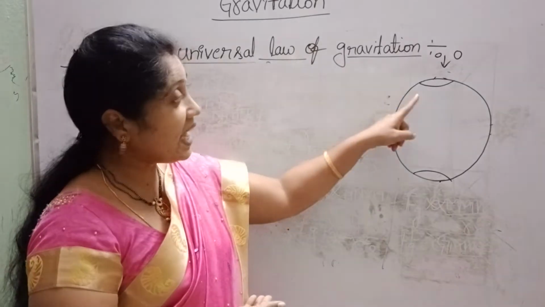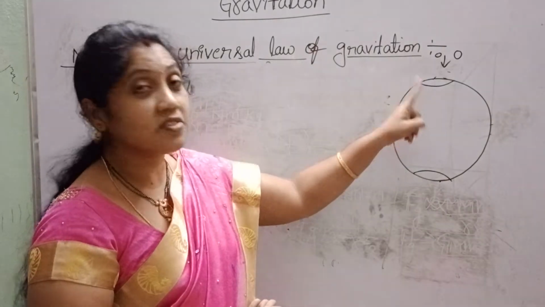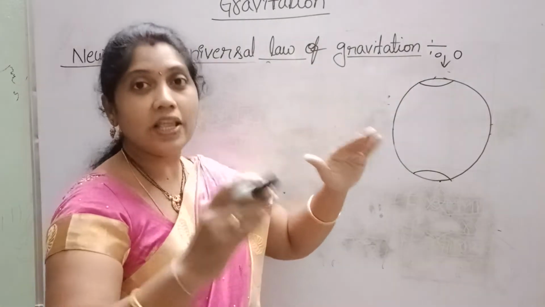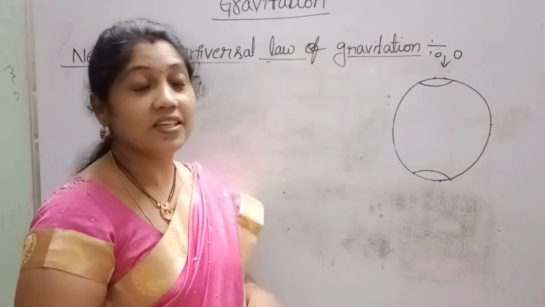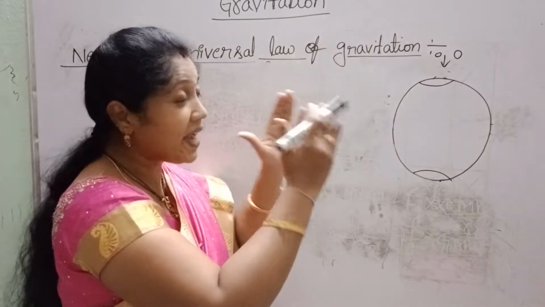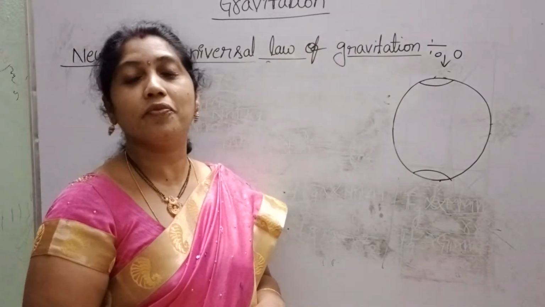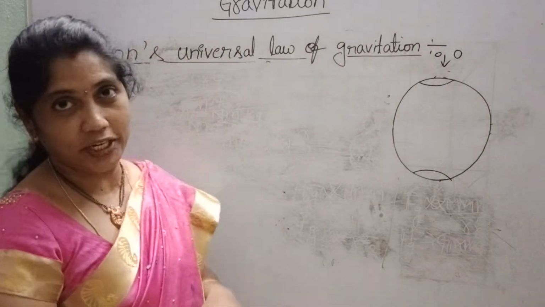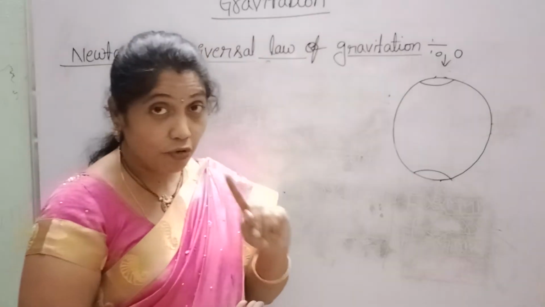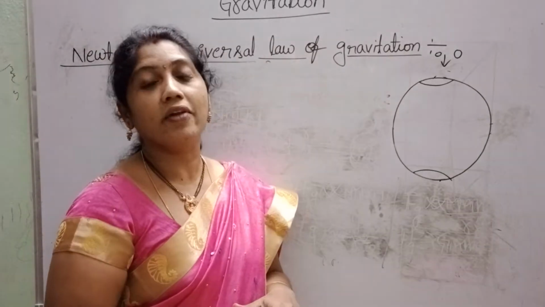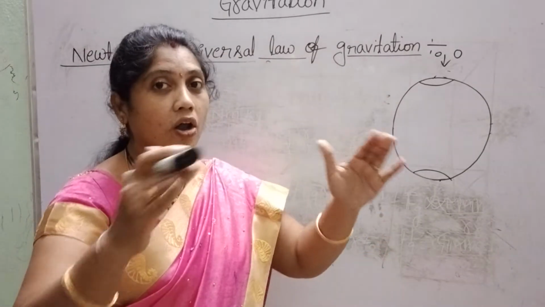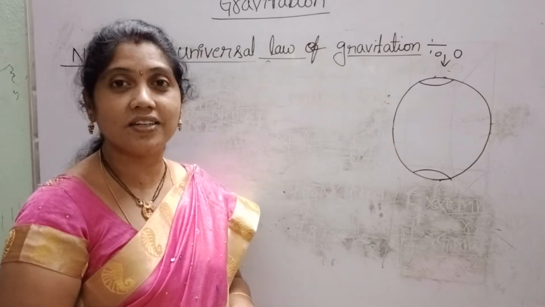Because earth binds with a force. All the objects on the surface of the earth, each and everything, it binds on its surface. So this binding force is nothing but what we call gravitation. Because of the gravitational force only, we all are without any slipping. We all are bound on the surface of the earth.